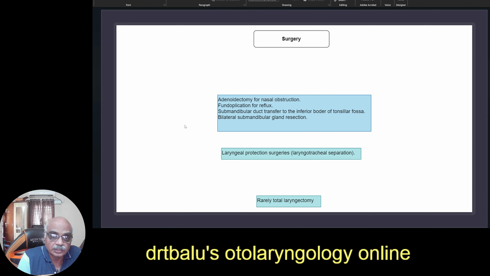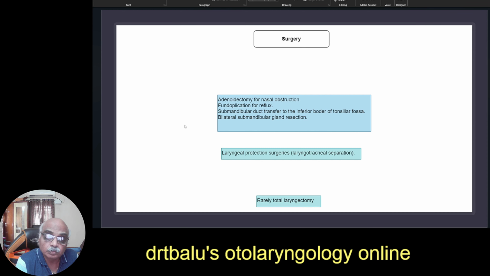Next is surgery. The role of the surgeon is that you can perform surgery if there is nasal obstruction, if there is adenoid causing obstruction to the nasal breathing, go ahead and perform adenoidectomy. And then to prevent reflex esophagitis, one can perform a fundoplication procedure. Then submandibular gland duct transfer to the inferior border of the tonsillar fossa. This can again prevent drooling. Submandibular gland duct transfer to the inferior border of the tonsillar fossa has been practiced with a reasonable amount of success. And then you can go ahead and remove both the submandibular glands, that is bilateral submandibular gland resection. So all these surgical methodologies are reserved only as a last resort.